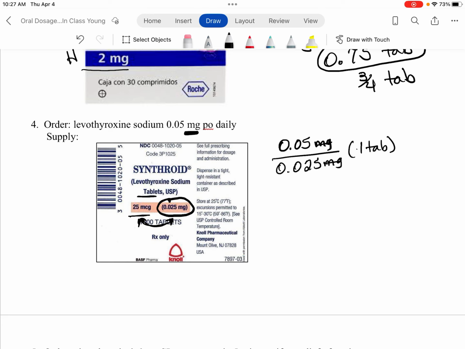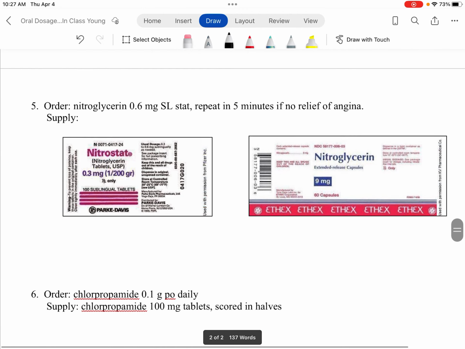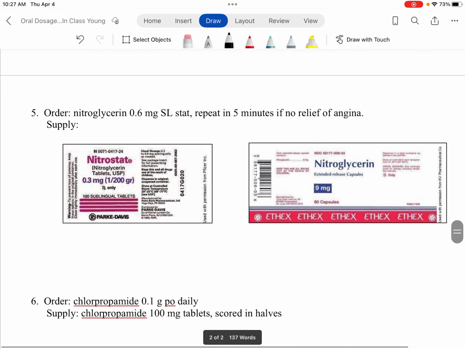Now, if I'm having to do these by hand, I would convert them to where they're both in whole numbers, getting rid of my decimals. But since they're in decimal form, you can use your calculator. But I'm going to end up with 2 tablets. So if I take 0.05 and divide it by 0.025, I'm going to get 2 tablets. I was looking for one. No, I'll do that one in a minute.